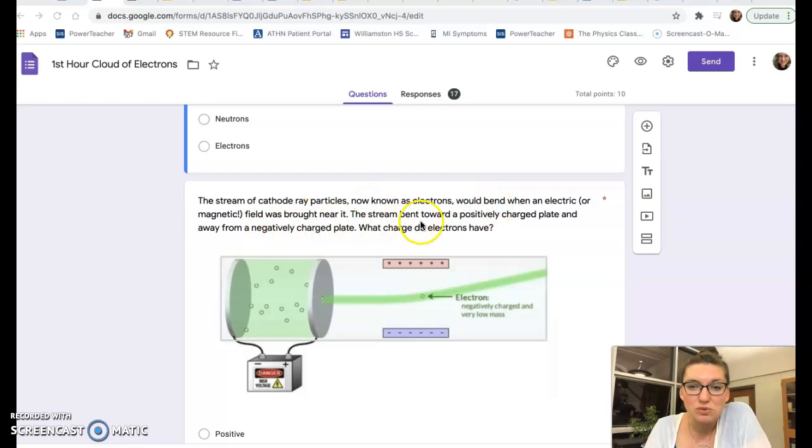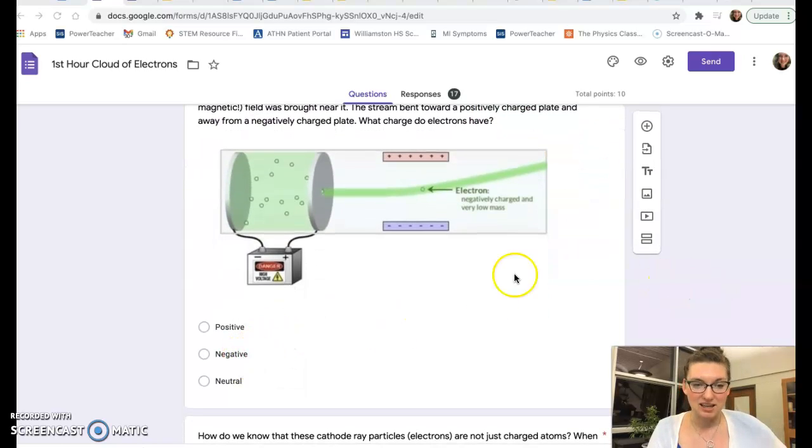The stream bent towards a positively charged plate and away from a negatively charged plate. So what charge do electrons have? It's bending towards a positively charged plate. Then we know it has the opposite charge as a positively charged plate, which means that it is negative.